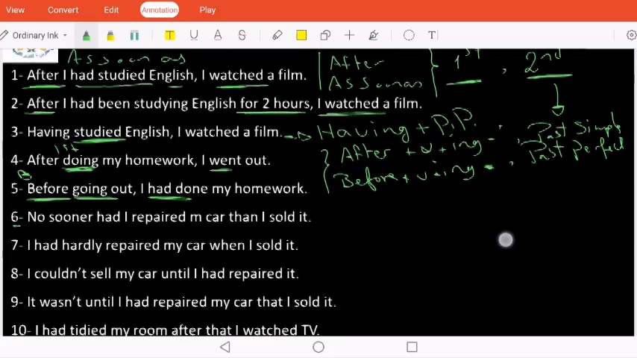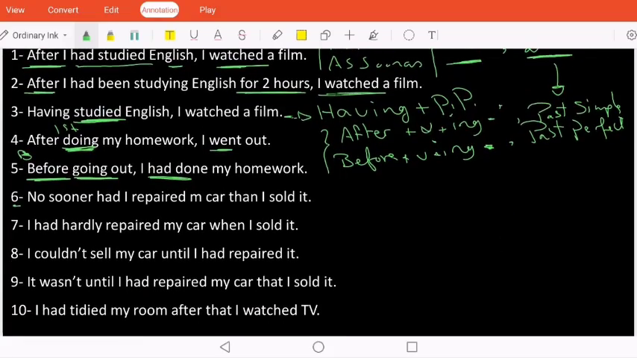Starting from number 6, that's for the advanced level. Number 6, the word no sooner. These sentences are called two-part rules. What do we mean by two-part rules? A rule that consists of two main parts. One part is used with the past perfect, the other part is used with the past simple.